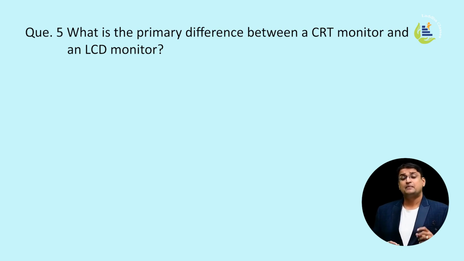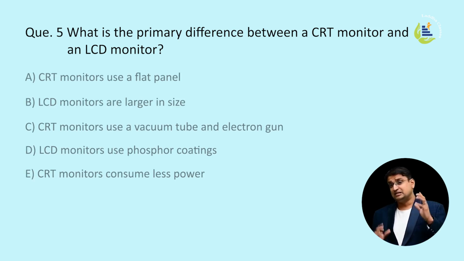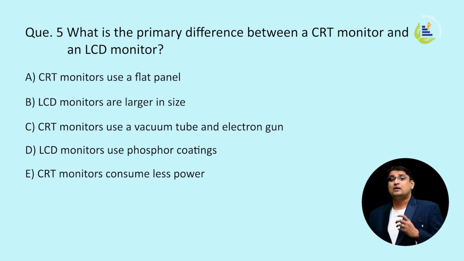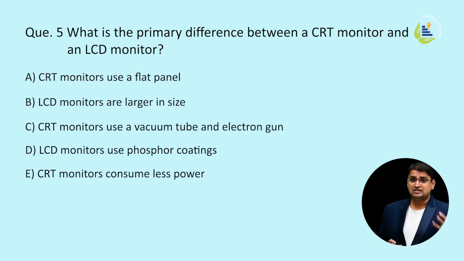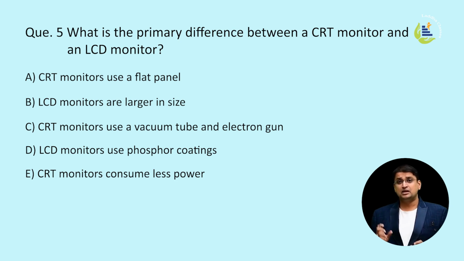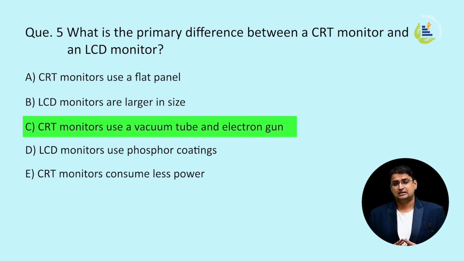Question 5. What is the primary difference between a CRT monitor and an LCD monitor? Options are CRT monitors use flat panel. LCD monitors are larger in size. CRT monitors use a vacuum tube and electron gun. LCD monitors use phosphor coatings. CRT monitors consume less power. Correct answer option is C.